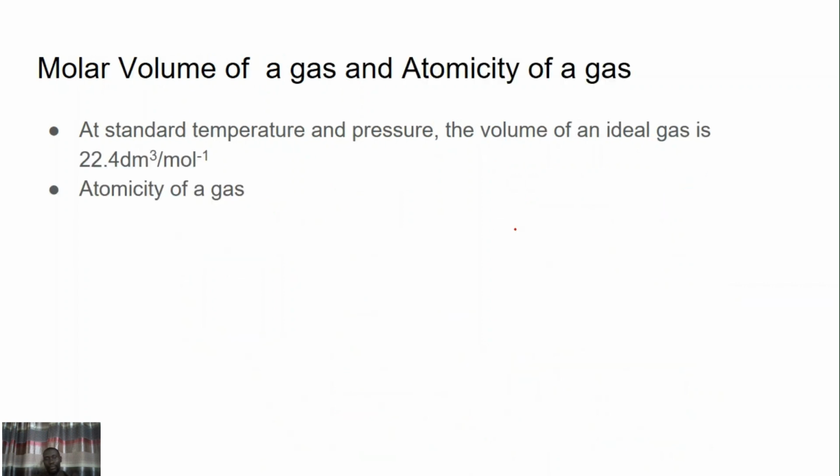Molar volume of a gas and atomicity. The molar volume of a gas refers to the volume occupied by 1 mole of a gas, and it is given to be 22.4 dm³, and this is at standard temperature and pressure. Standard temperature is equal to 273 K, and standard pressure is equal to 1 atm.